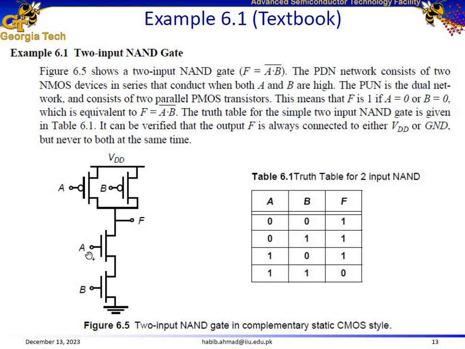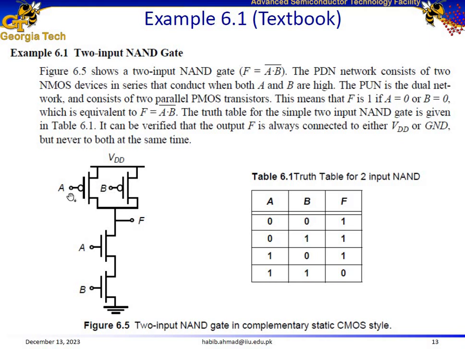If the input is high, for example, if A is high, then this NMOS is conducting. Similarly, if input B is low, then this NMOS is not conducting. So we cannot pull the output all the way down to ground unless both the inputs are high. If both inputs are high, both NMOSes are conducting, and we can pull the output all the way down to the ground, to 0. So that's how we form the truth table.